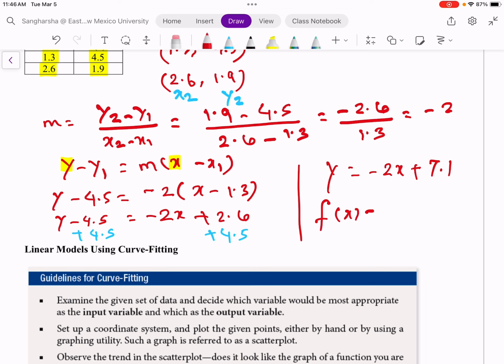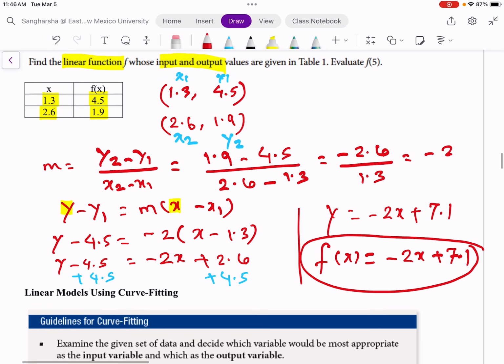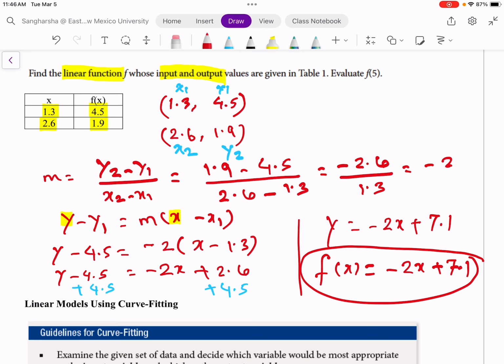We also can write y as f of x, right? It's the same thing. y is also our output, so we can replace y by f of x equals negative 2x plus 7.1. So this is the linear function for this table: f of x equals negative 2x plus 7.1. So you find the slope, and because we are not given the y-intercept, we use point slope form. You solve for y, and y is the output, the f of x, and that gives us the linear function.